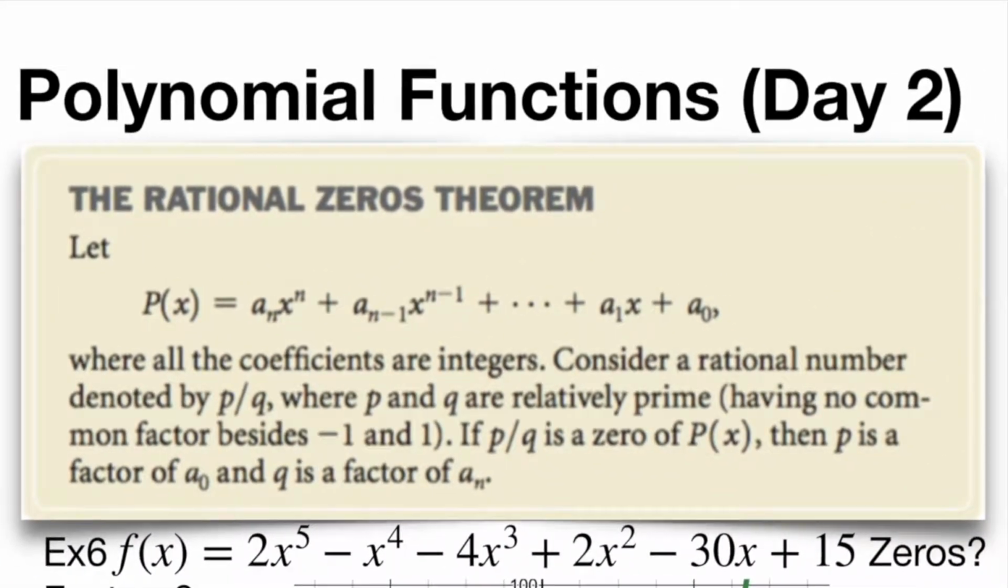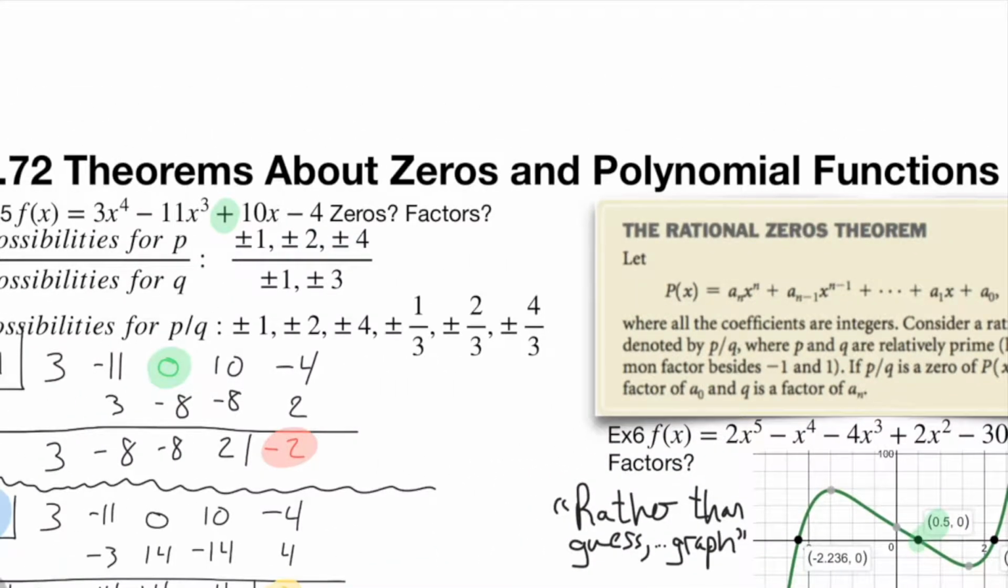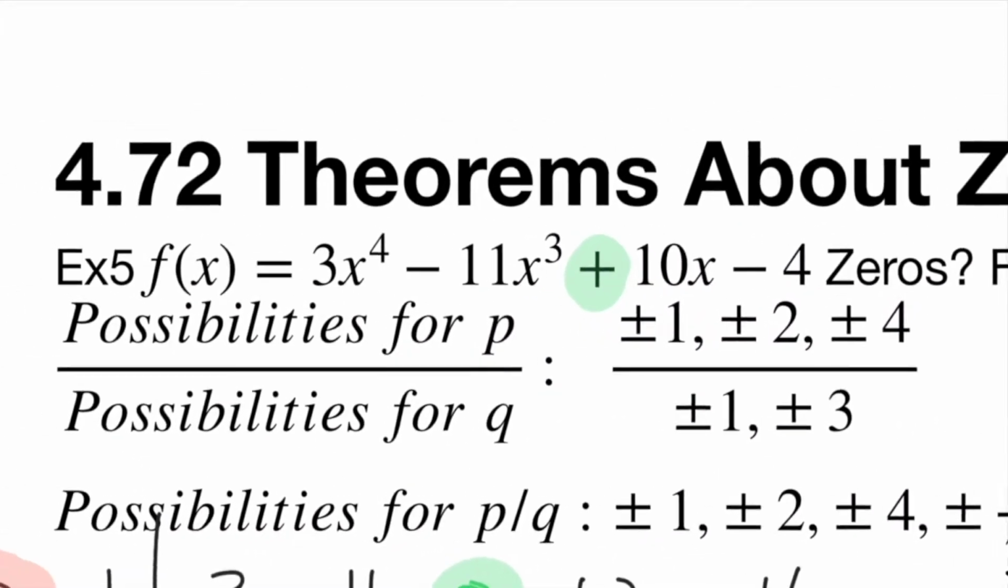Let's say you have this giant, massive polynomial right here, and all the coefficients are integers, like these integers right here. What this theorem is saying is that if you have to guess what the zeros are, there aren't an infinite number of guesses to make. You can restrict the number of guesses you need down to some sort of fraction.